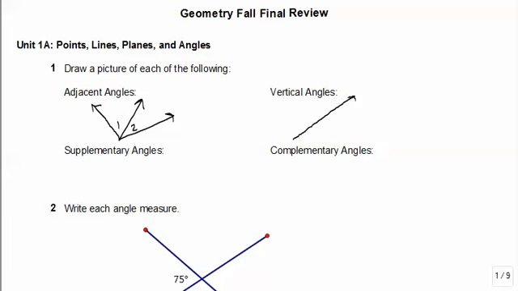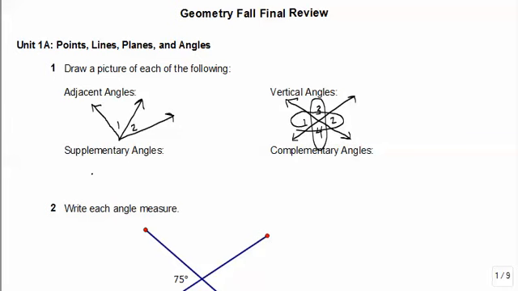Vertical angles are formed by two intersecting lines. So 1 and 2 are vertical, and then 3 and 4 are vertical. So those are vertical, and then these are vertical.